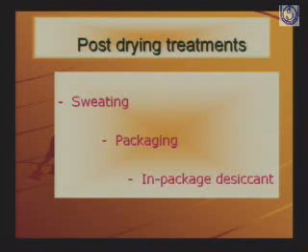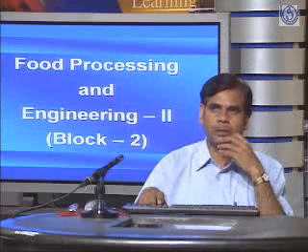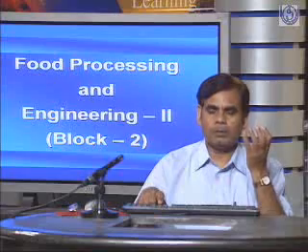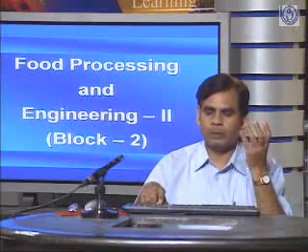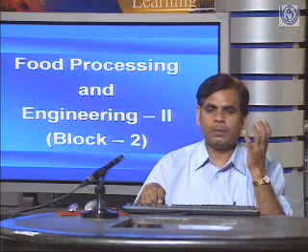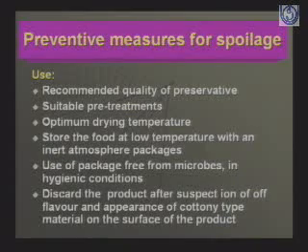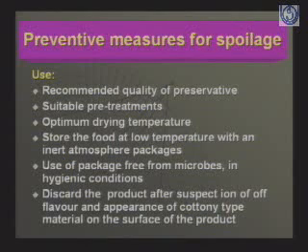Then after that, packaging, different types of packaging. In the package, some desiccant material like silica gel or calcium oxide is used to absorb the moisture remaining in the product. Then there are preventive measures. These are some recommended measures for quality as well as retention: optimum drying temperature, storing food at low temperature, use of packaging free from microbes, and hygienic conditions. These are some preventive measures which are given.